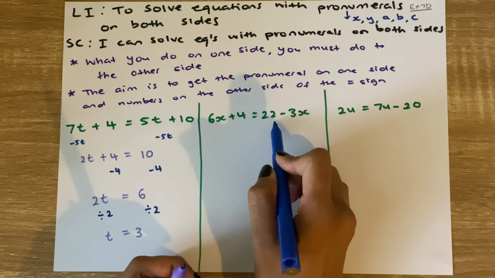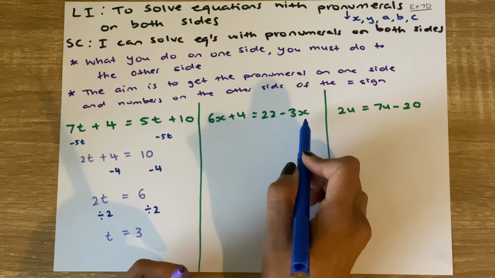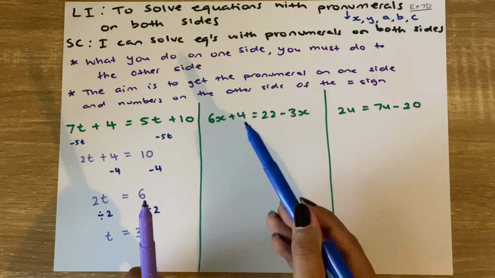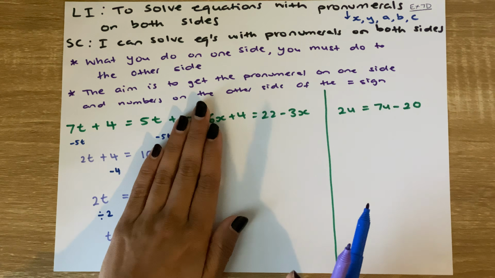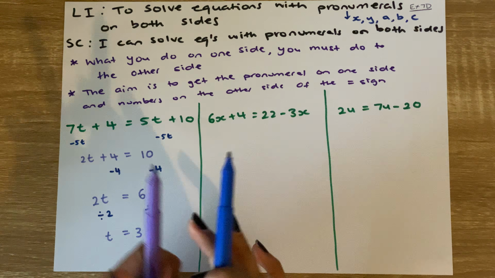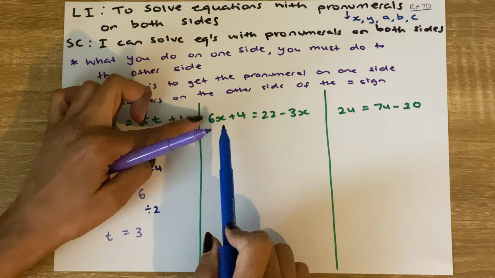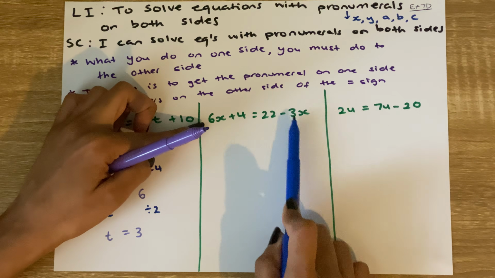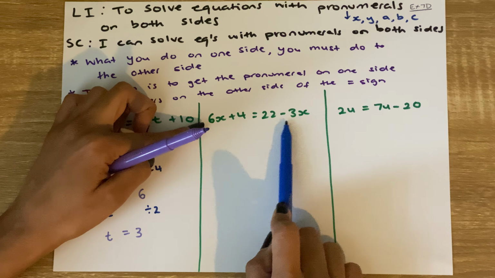And I've got 22 take away 3x. So we want to try to figure out what the value of x is. So again, I'm going to try to get my letters on my left side and my numbers on my right side. So first thing that I'm going to do is I'm going to see my pronumerals. So I've got a 6x and I've got a 3x. Now this is a take away 3x.